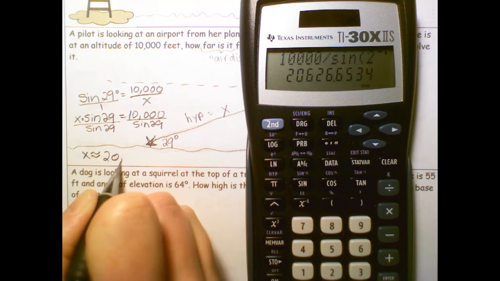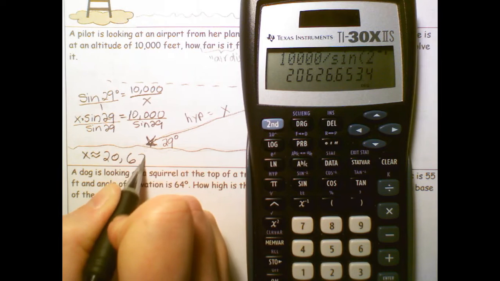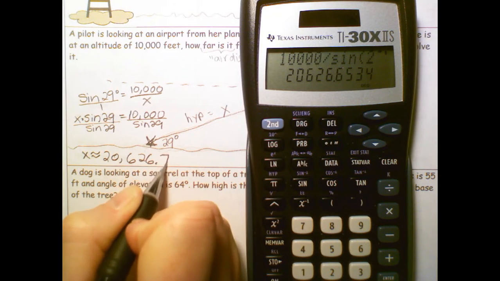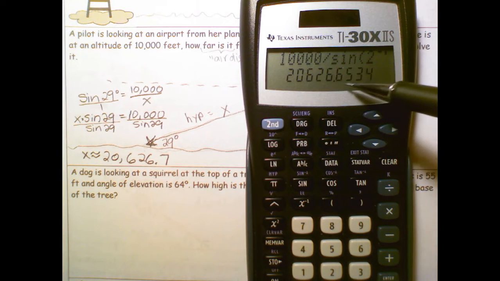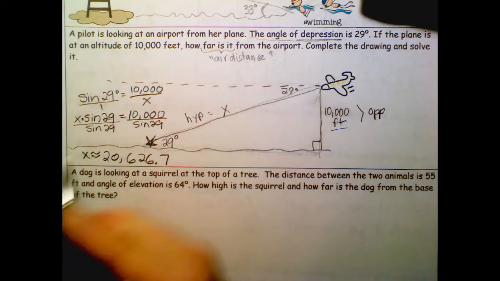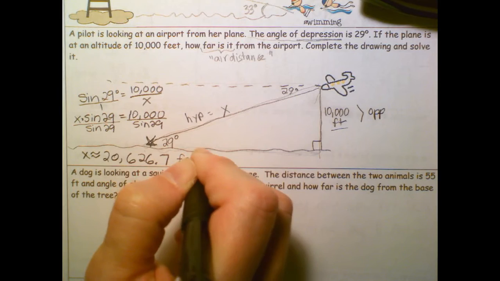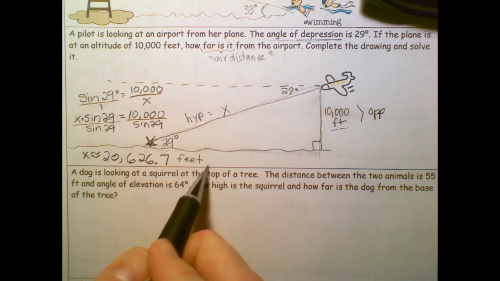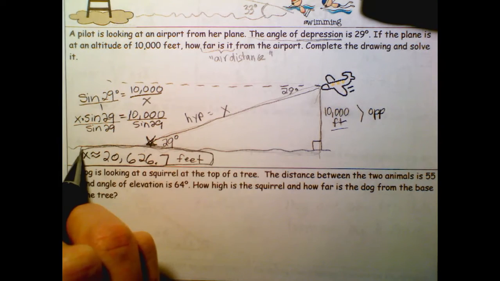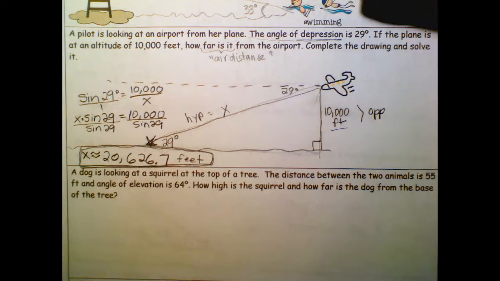So 20,626.6 would actually be 20,626.7, because that 5 would round the 6 up to a 7. And our units were feet. It didn't really ask us to convert it to miles or anything. We'll just go ahead and leave it like this. There's 5,280 feet in a mile if you wanted to divide it out and figure out how many miles.